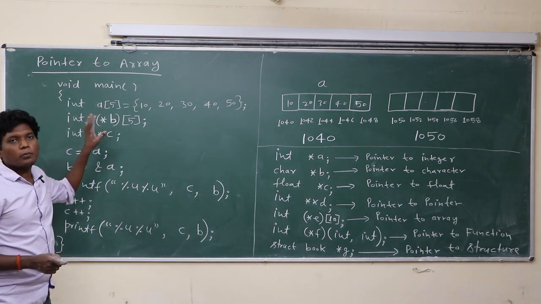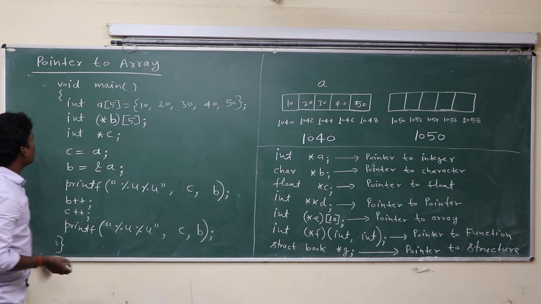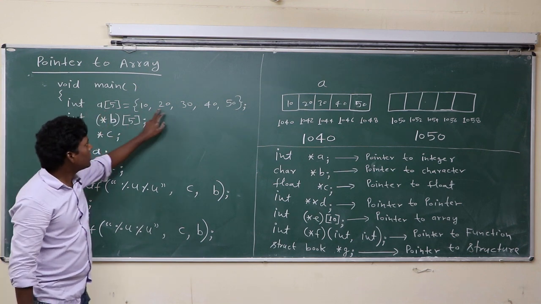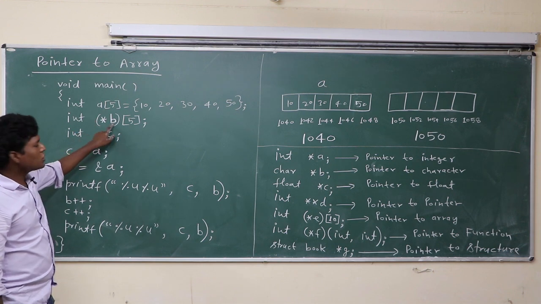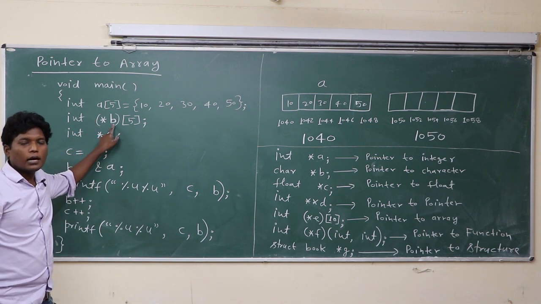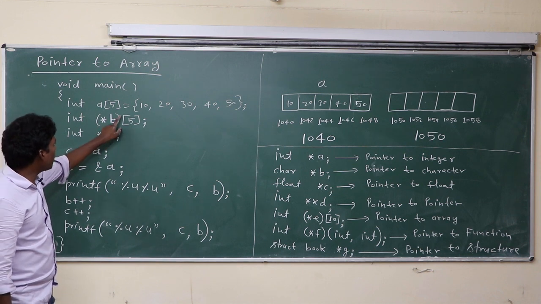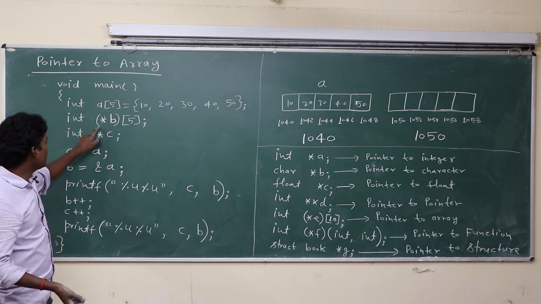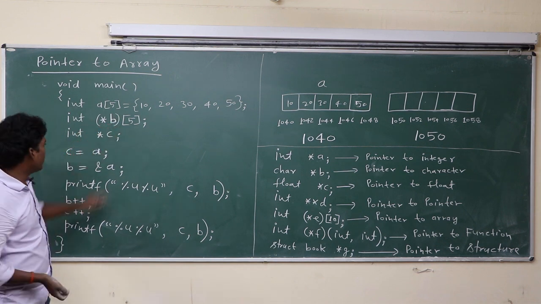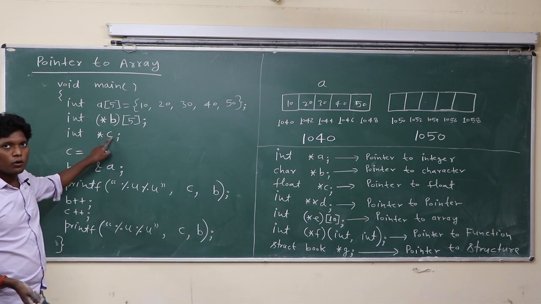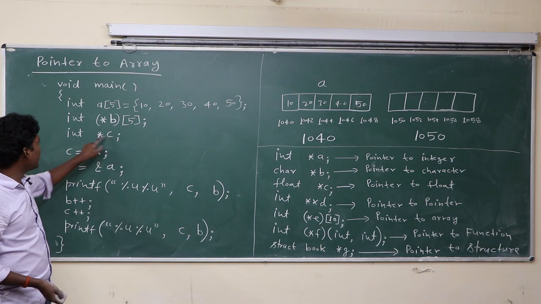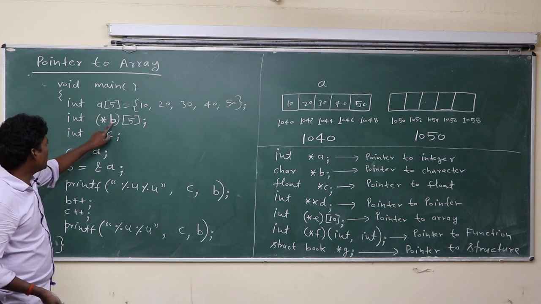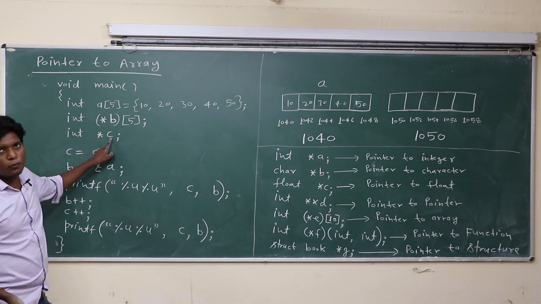So this is the program for pointer to array. Okay class, here A is the array of integers which has 5 elements. And here B is a pointer to array. If you drop the small bracket, then it becomes array of pointers, but here is a small bracket, then B is a pointer to array. And here is C, which is also a pointer, but it is a pointer to integer. Okay class, so A is an array, B is a pointer to array, and C is a normal pointer.